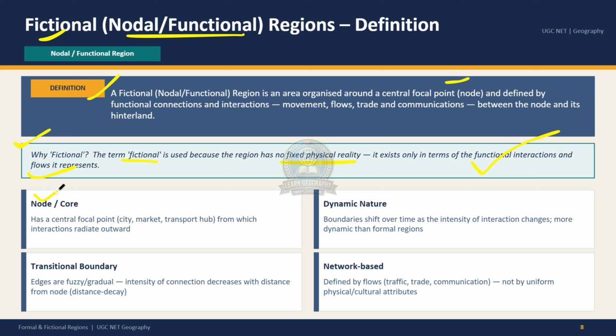Node and core: a central focal point, city, market, transport hub, from which interactions radiate outwards. Dynamic nature: boundaries shift over time as the intensity of interaction changes, more dynamic than formal regions. Transitional boundary: edges are gradual, fuzzy. Intensity of connection decreases with distance from the node, distance decay. Network based: defined by flows, traffic, trade, communication, not by uniform physical or cultural attributes.